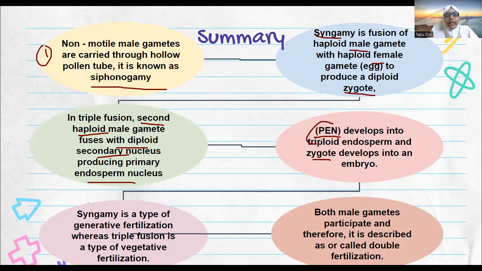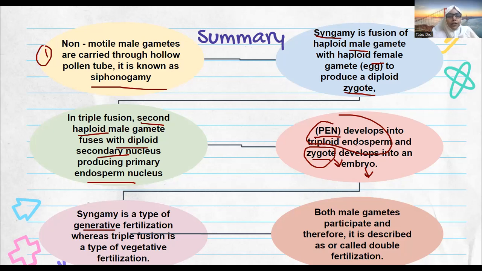So the 3N is the nutritive tissue, the nutritive part of the whole fruit, and the zygote is what gives rise to the embryo. So syngamy is a type of generative fertilization, which means this will give rise to a new individual seed, and then that will be responsible for giving rise to new plants.